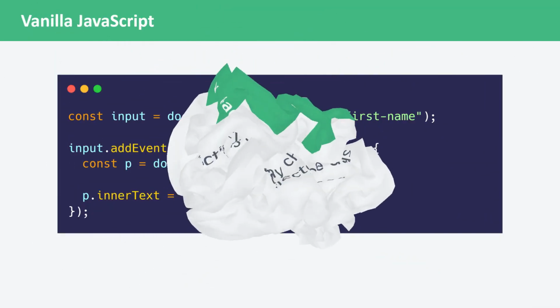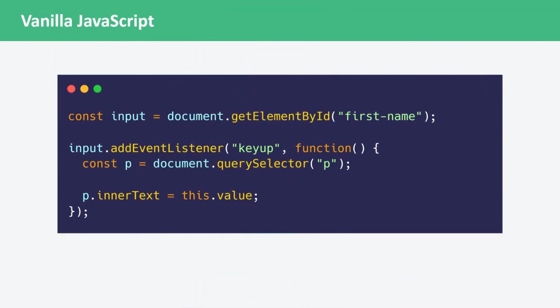If we were to use vanilla JavaScript, the code would look something like this. First, we would select the input field. Notice how I'm grabbing the input field by its ID. Without an ID, I could mistakenly grab the wrong input field. After grabbing the input, an event listener is attached with the keyup event. If the event is triggered, the paragraph's inner text is updated with the input field's value.